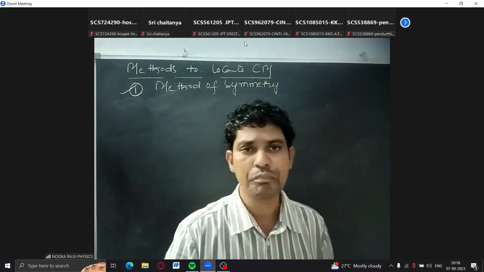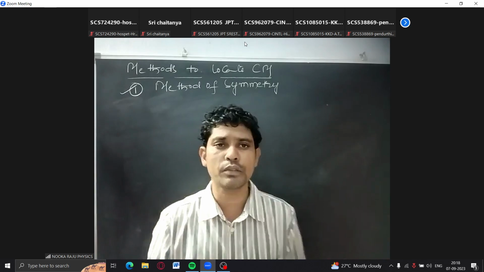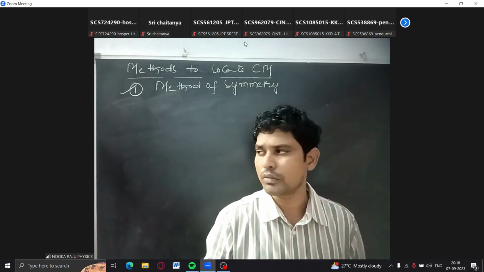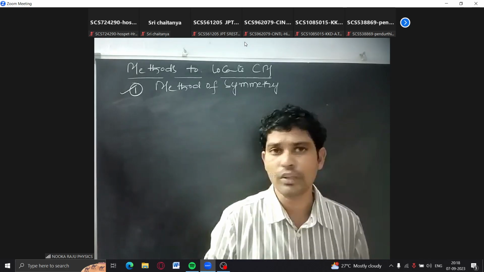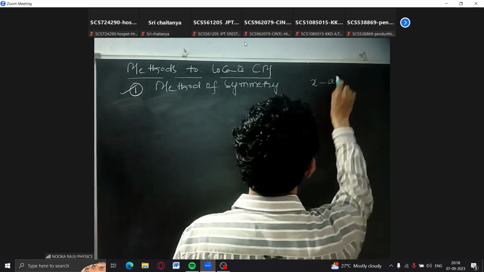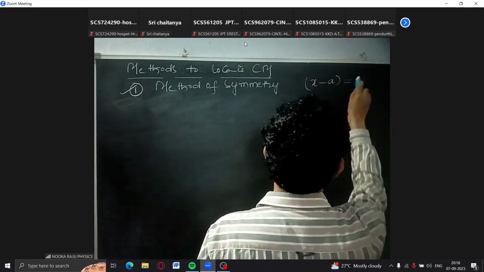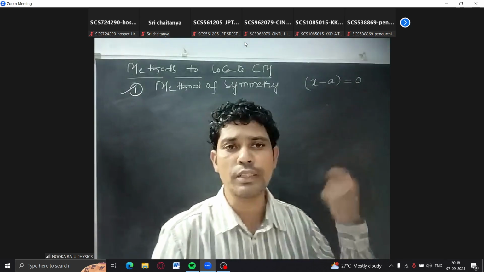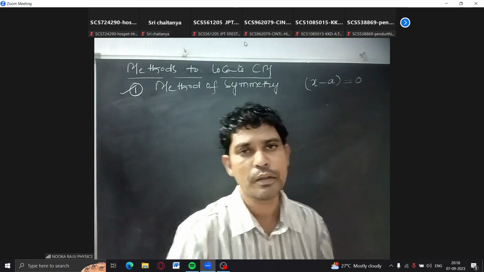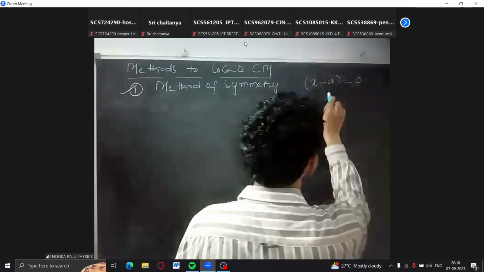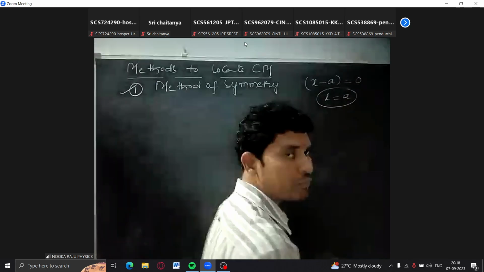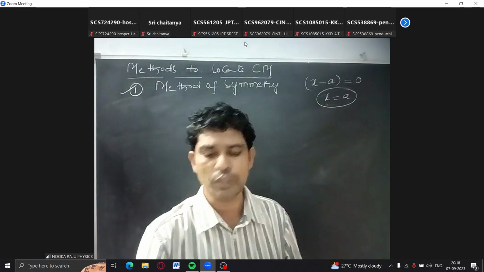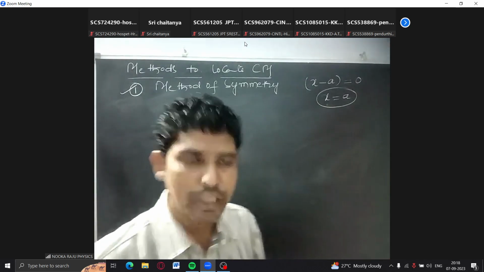For example, we know the symmetry concept, line of symmetry. In mathematics also, we have learned the method of symmetry to develop the graphical representation. For example, x minus a equal to 0. What is the line of symmetry for this equation? x is equal to a. This is the line of symmetry. So we know very well about the line of symmetry in mathematics.